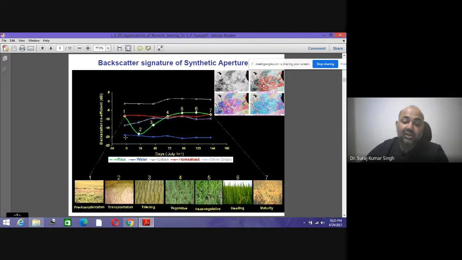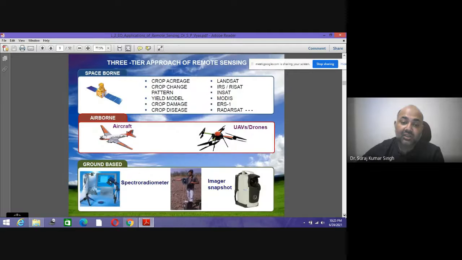And you can see how different earth objects like rice, water, urban area, and other crops behave differently in different spectral channels, and we'll be identifying all those spectral channels of each and every land use land cover feature for identification, for mapping, for monitoring, and for performing multi-temporal analysis.